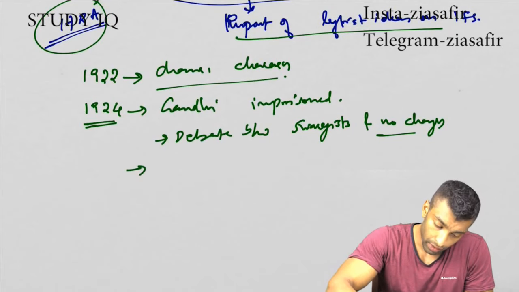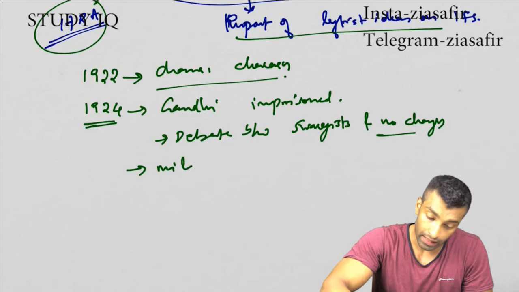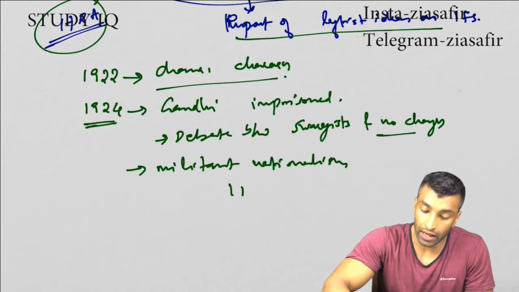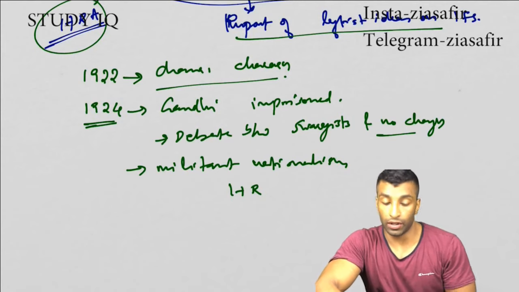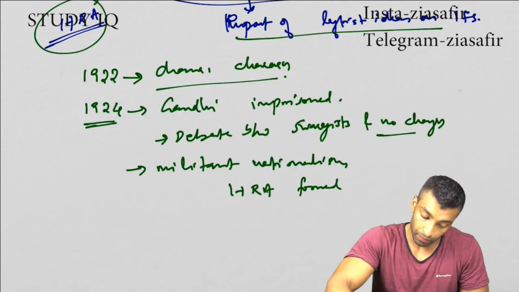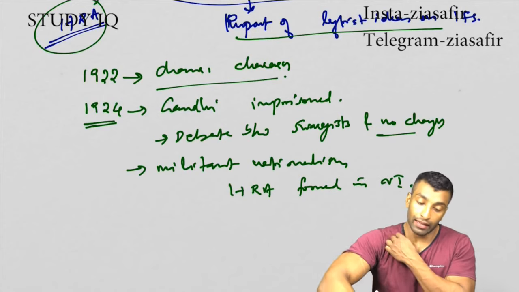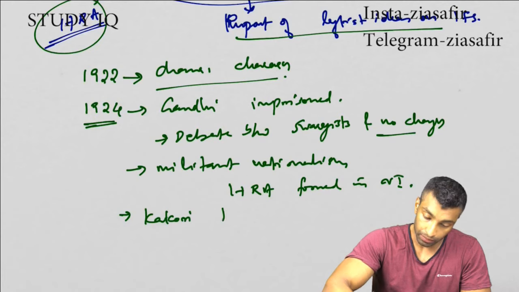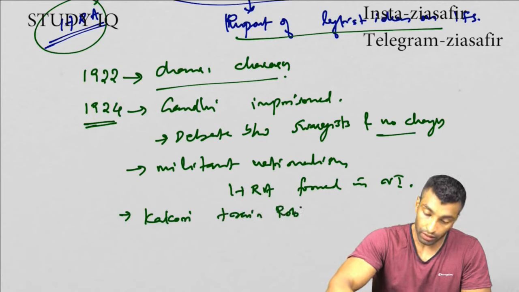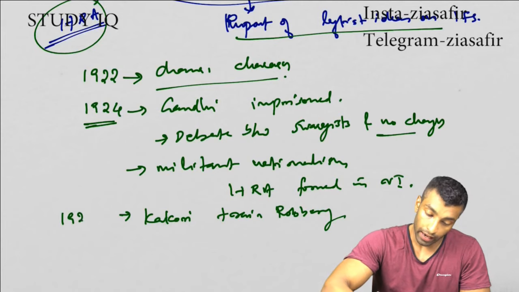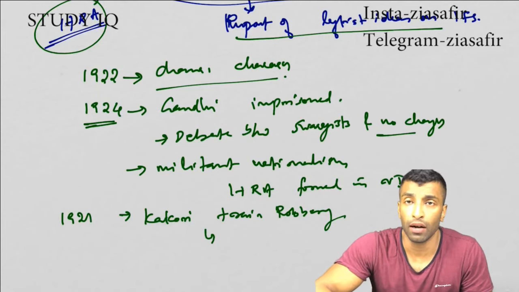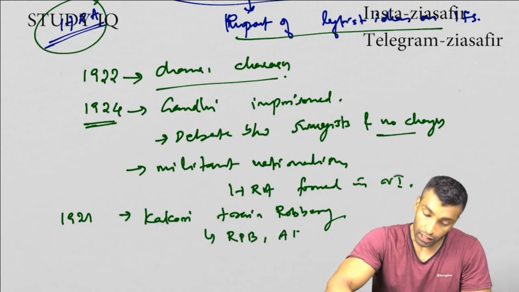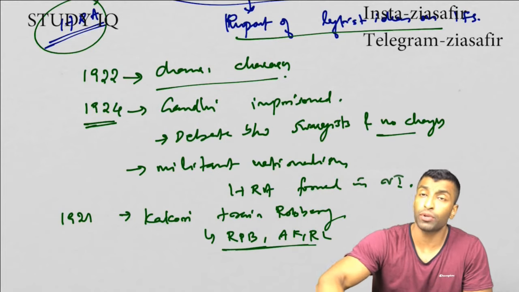Then in 1924, what we need to discuss is the militant nationalism. So the HRA was formed in North India, and connected to that we will have to discuss the Kakori train robbery, 1925, by Ram Prasad Bismil, Ashfaqullah Khan and Rajendra Lahiri. We will come to that in detail later.